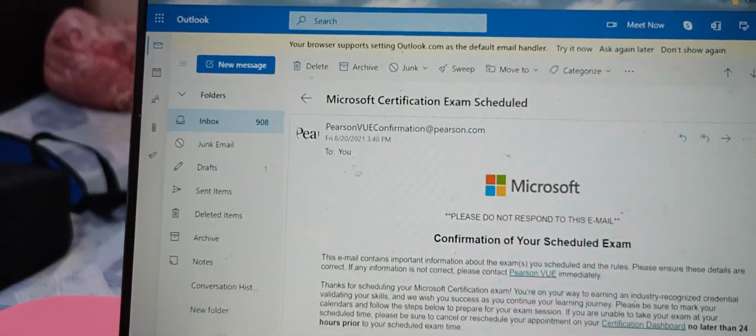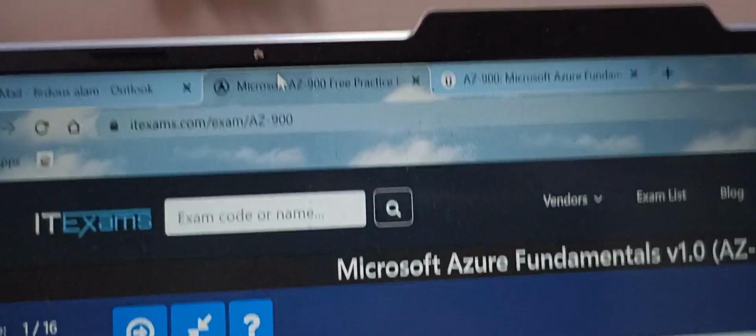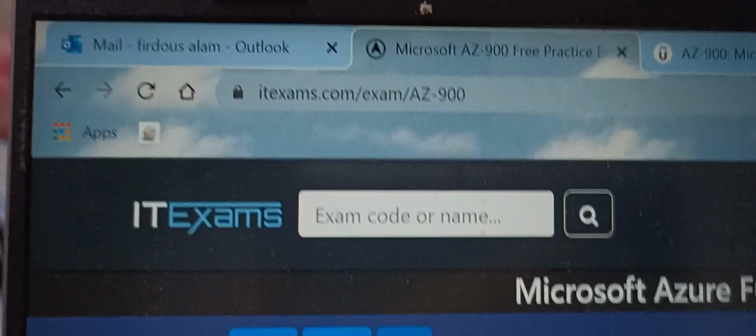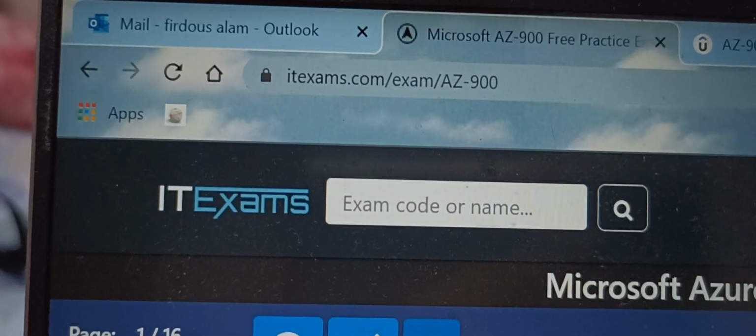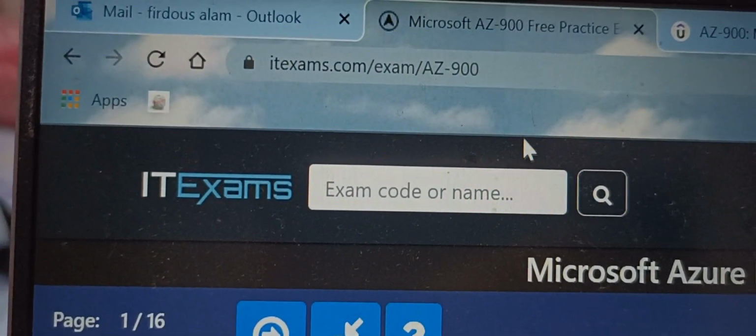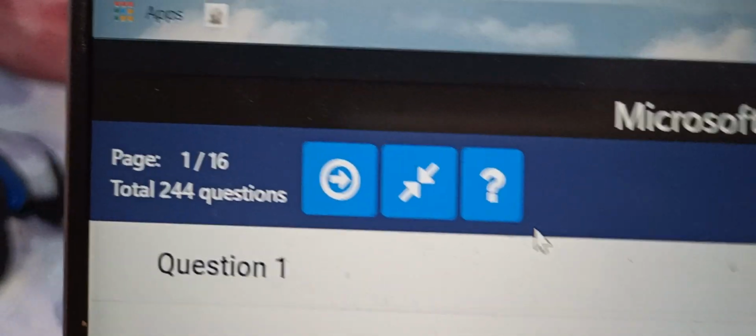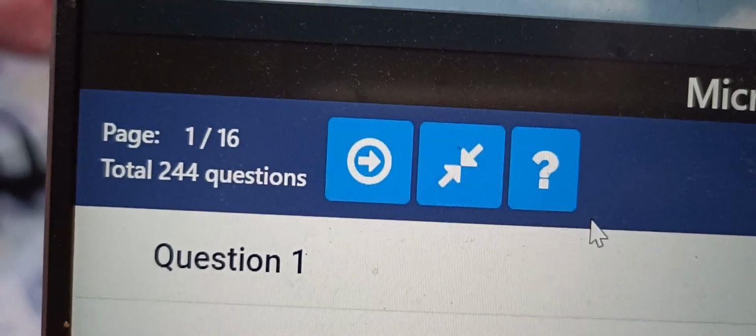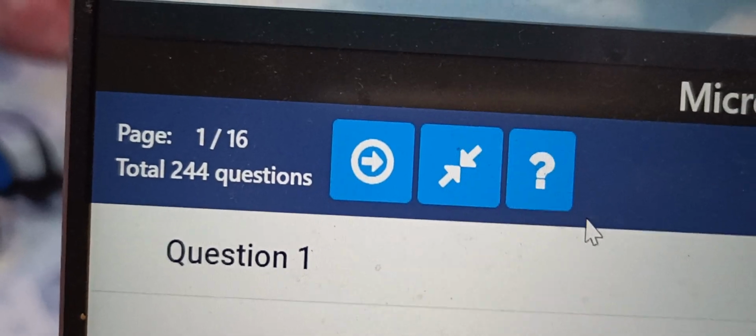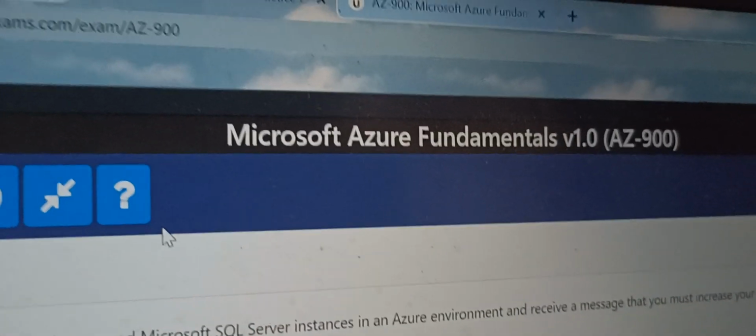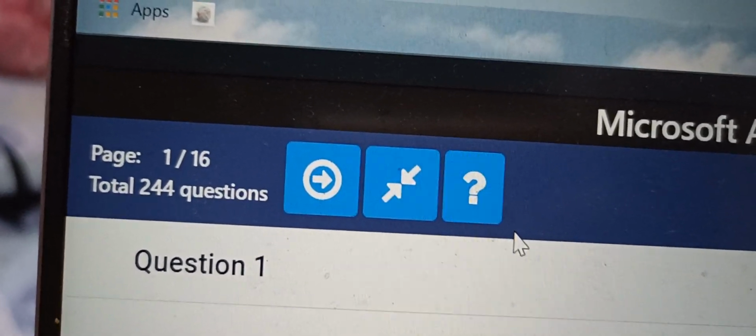And for me, the most important thing which I did is that I went to this website, itexam.com/exams, and then I searched for the AZ-900 course. So I got this. Okay, they provide 244 questions. I did not get all 244 questions because I did not subscribe to this website. But for subscribers, you will get all the 244 questions.